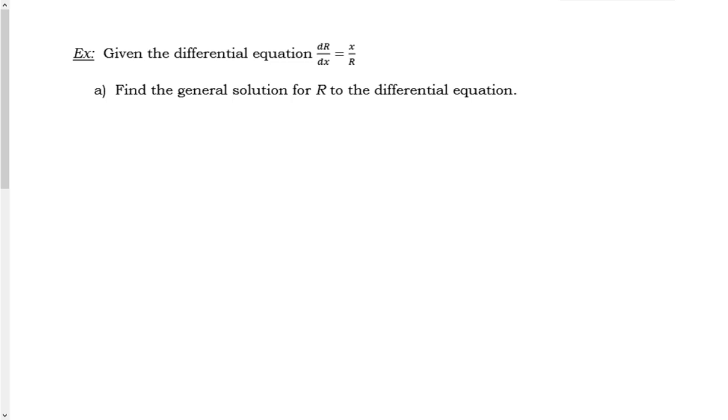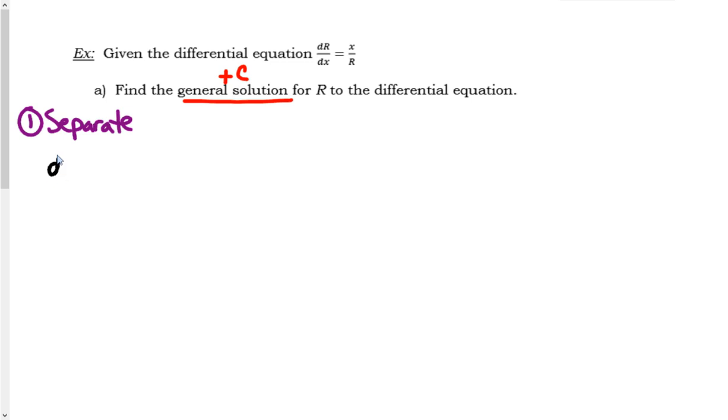Now we have this differential equation that freaks everybody out because there aren't any numbers in here, and there are x's and r's, but we're doing the exact same thing. We're finding the general solution, which means I'm going to have a plus c. So step 1, separate. Let's go ahead and do that.